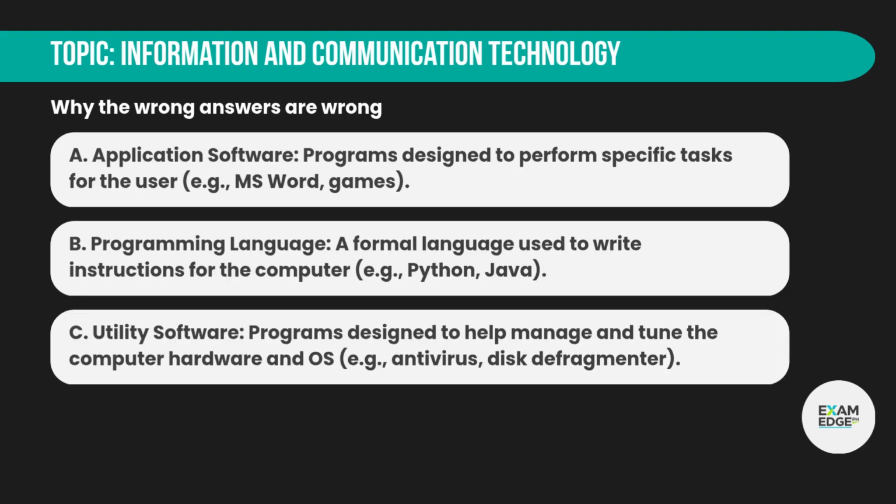A. Application software. Programs designed to perform specific tasks for the user, e.g., MS Word, games. B. Programming language. A formal language used to write instructions for the computer, e.g., Python, Java. C. Utility software. Programs designed to help manage and tune the computer hardware and OS, e.g., antivirus, disk defragmenter.